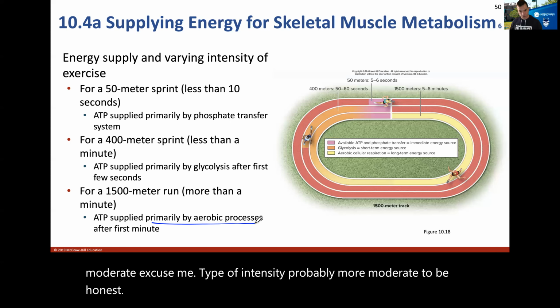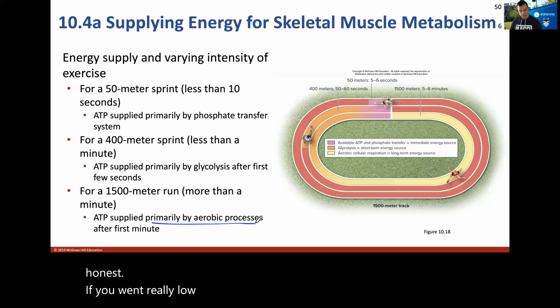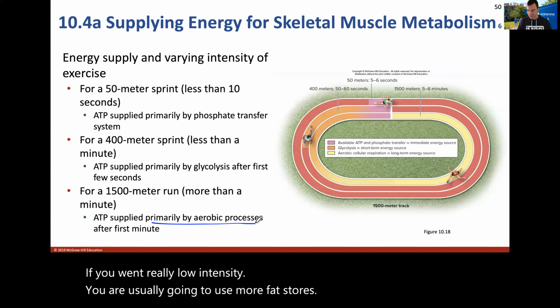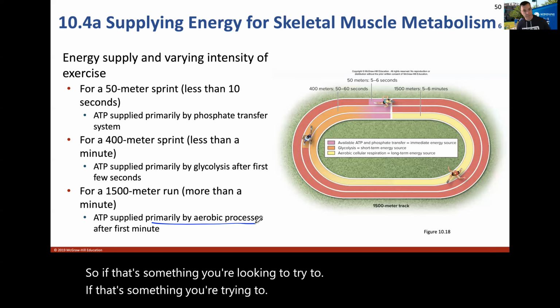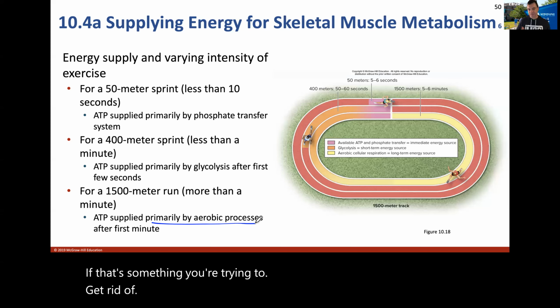If you went really low intensity, you are usually going to use more fat stores. So if that's something you're trying to get rid of, more low intensity stuff, longer duration, you can burn more fat stores.